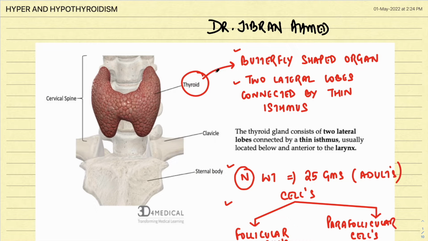So as you know, the thyroid is basically a butterfly shaped organ comprising two lateral lobes, as we can see, one here and another over here, which are connected by a very thin isthmus. This is the isthmus connecting the two lateral lobes of the thyroid gland. Now, very importantly, the normal weight of the thyroid gland is around 25 grams. If you take a range, it ranges between 15 to 25 grams.